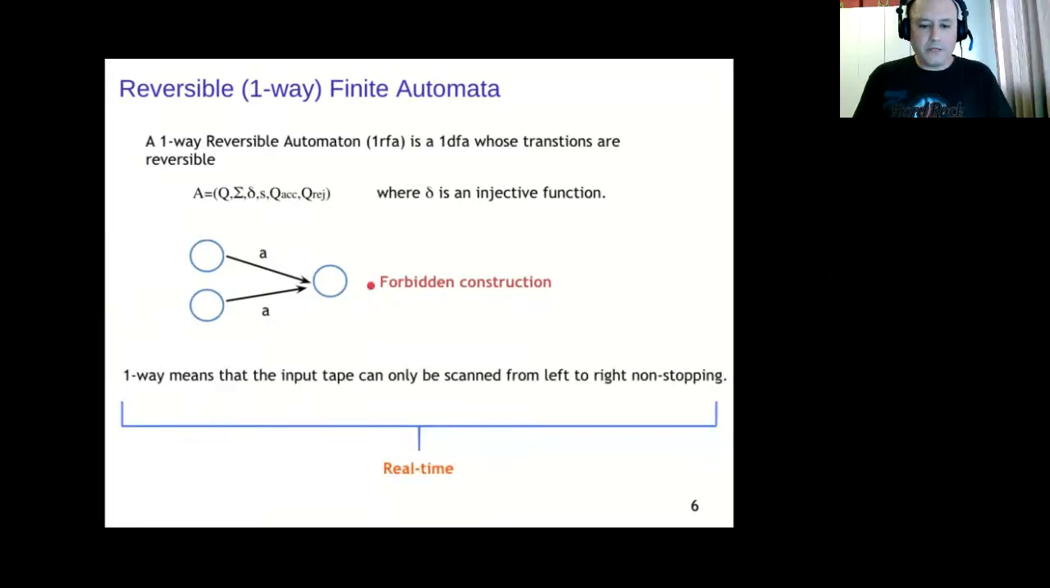And when I write one way, what it means is that we have the input tape, and the input tape is scanned from left to right, and it never stops, right? That means one way. Some people call that strict one way or real time.